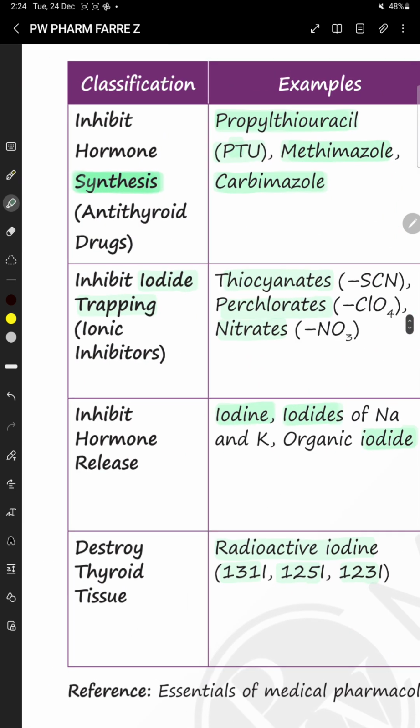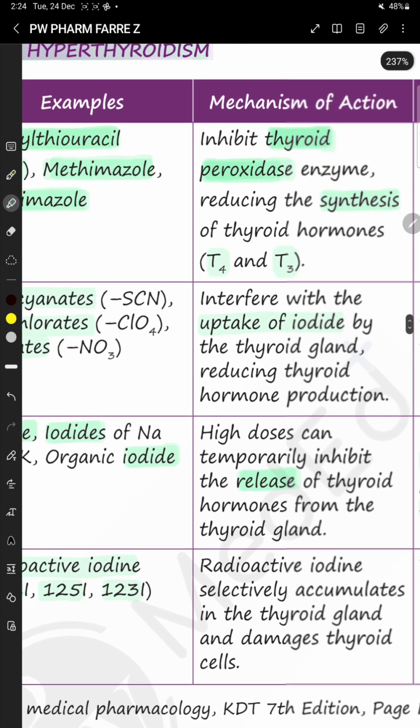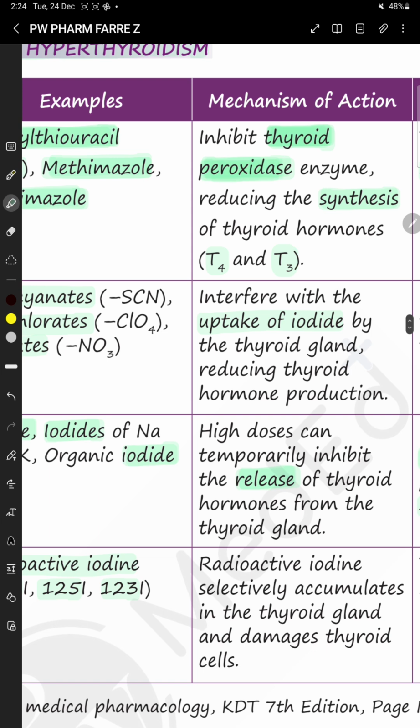So the drugs that inhibit the synthesis of thyroid hormone are propylthiouracil, methimazole, and carbimazole. They do so by inhibiting the enzyme thyroid peroxidase.